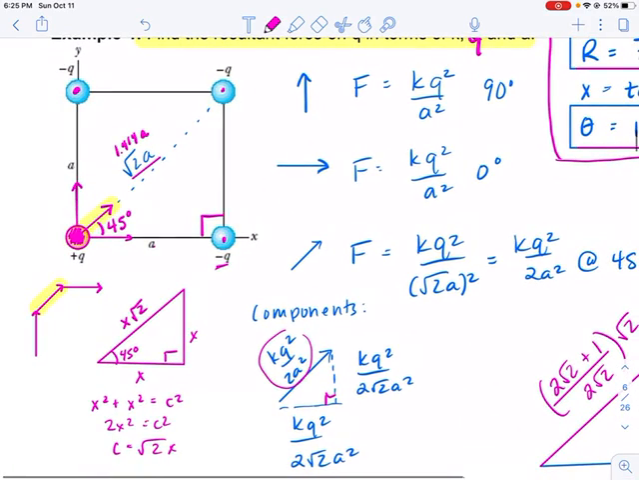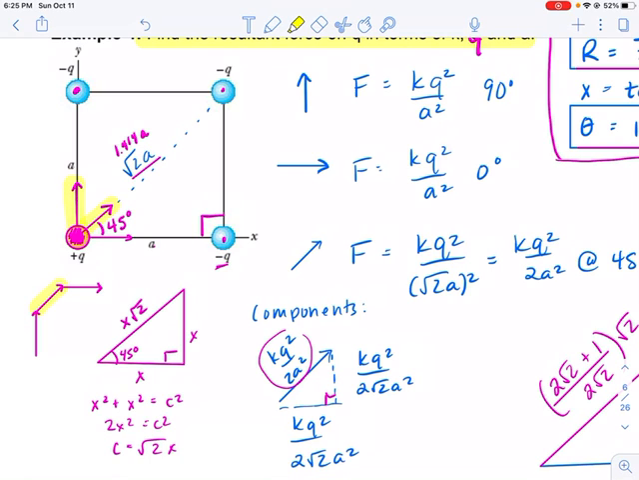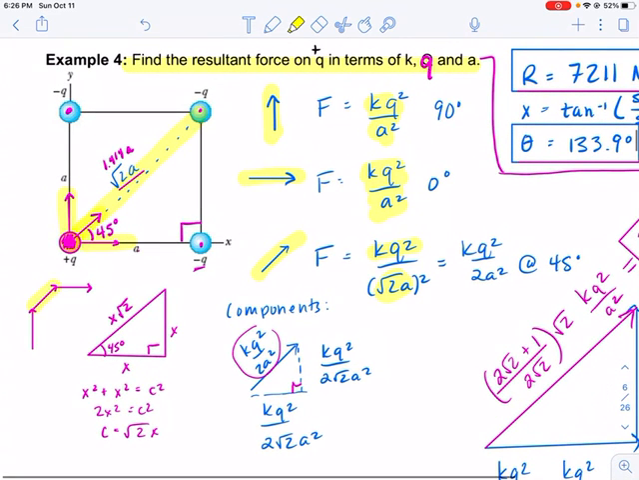Okay, before I do that though, I need to figure out how big these forces are. I'm going to start with this up force, and I'm going to plug into Coulomb's law. So I have that force is kq squared over a squared. Then I'm going to do the sideways force. It's the same amount: F equals kq squared over a squared. For the diagonal force, I've got kq squared on the top. This distance here is the square root of 2 times a, so that's what goes in the denominator. And when I simplify that, I get kq squared over 2a squared, and it's at 45 degrees.